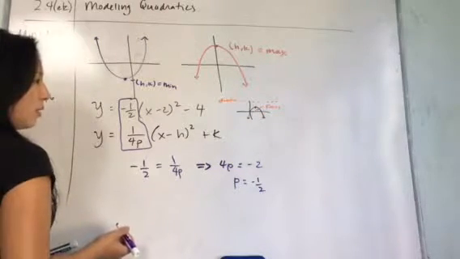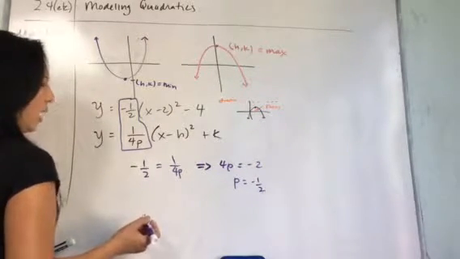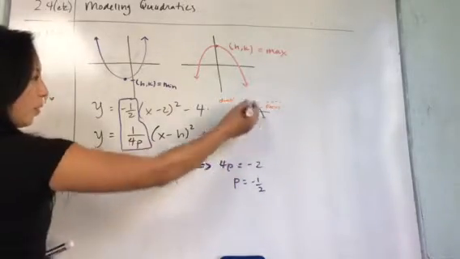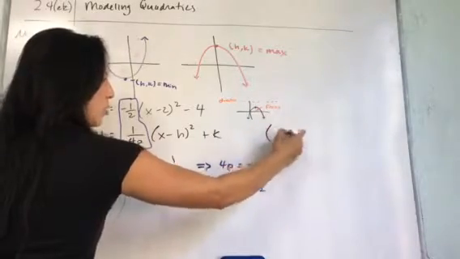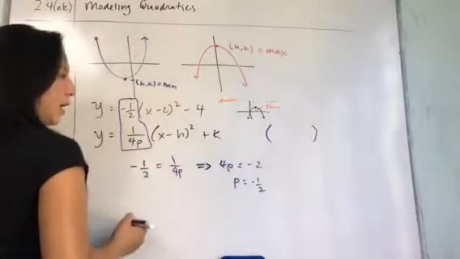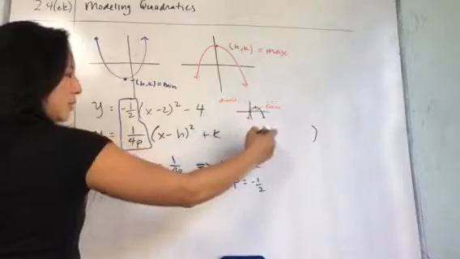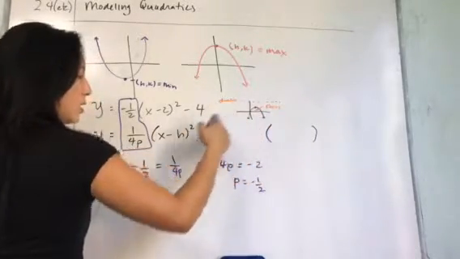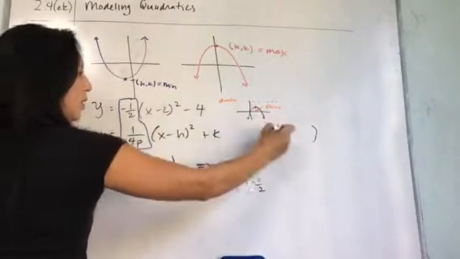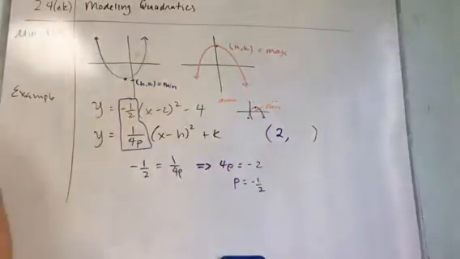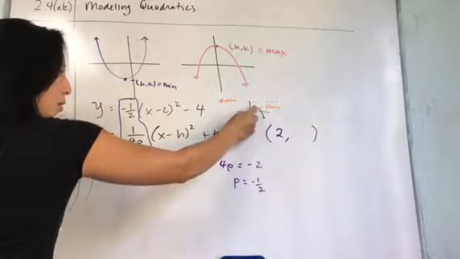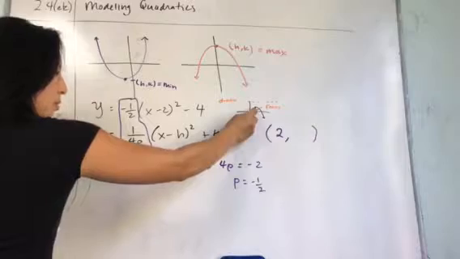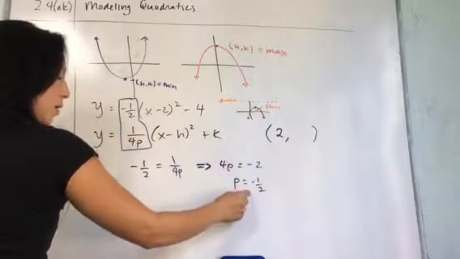All right, now if p is equal to -1/2, we know that the focus, I know it's hard to see here, is going to have the same x-coordinate as the vertex. So in this case, our vertex has an x-coordinate of 2. However, the thing that's changed is the k value, which is going to be changed by a factor of p.